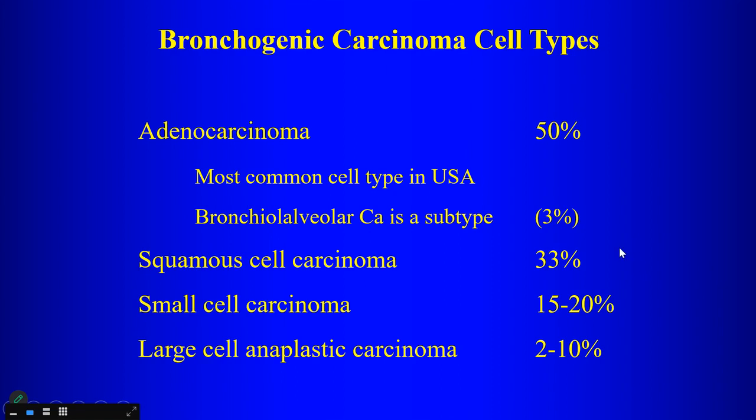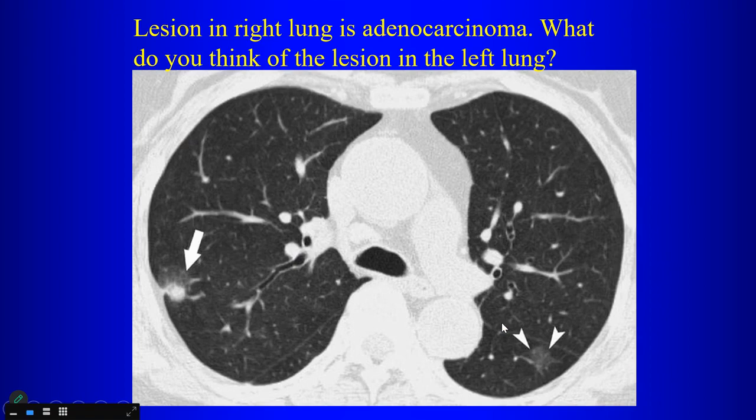In terms of the types of cancers, the most common is adenocarcinoma. Squamous cell is the second most common. Small cell, very aggressive, strongly associated with smoking. And then large cell anaplastic is another type of cancer that you might run across in terms of the pathologic descriptions.